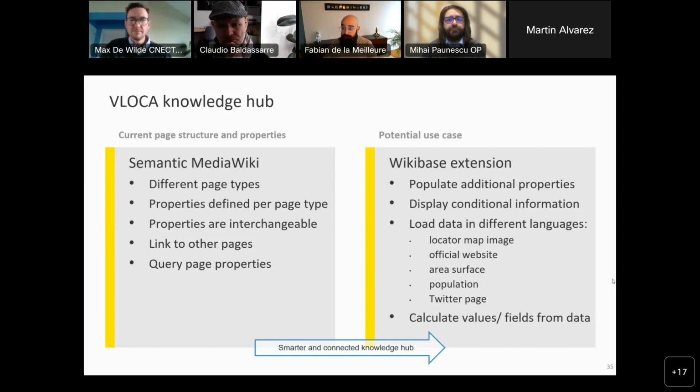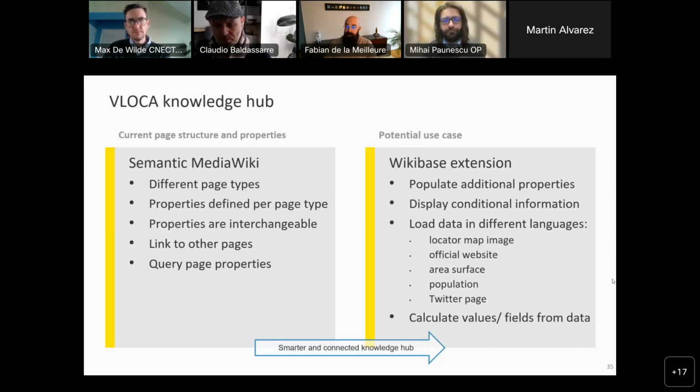Some of the fields for us that might be very interesting would be, for instance, a locator map image, where we can see Stad Oostende, or the city of Ostend, where it's actually located on the map of Flanders or Belgium. We could load the official websites. We could load the area surface, the population, Twitter page, and so on, which for Vloka could be very interesting fields.